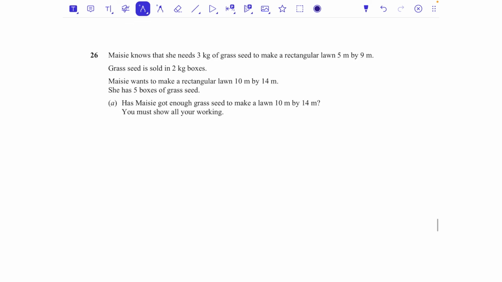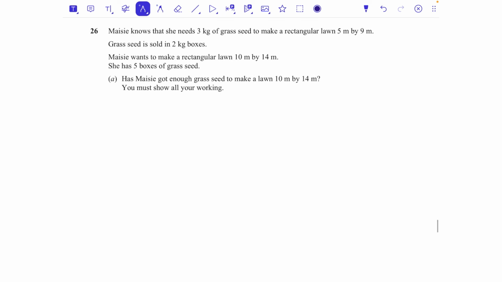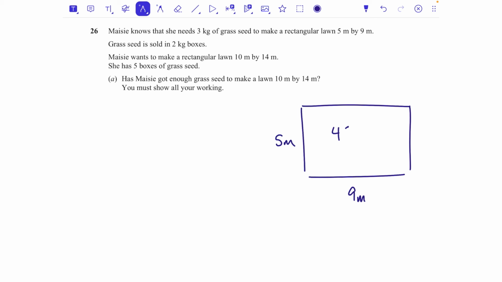Question number 26. Maisie knows that she needs 3 kilograms of grass seed to make a rectangular lawn 5 by 9 metres. So we've got a rectangular lawn 5 metres by 9 metres, which is 45 metres squared. Remember, we do base times height for area, and that needs 3 kilograms of grass seed. Grass seed is sold in 2 kilogram boxes.